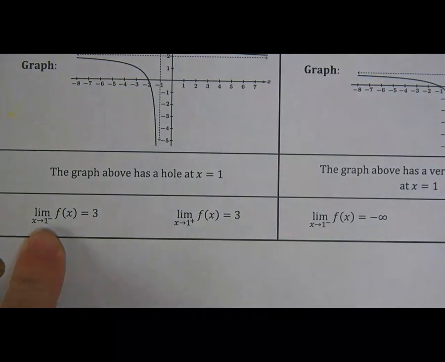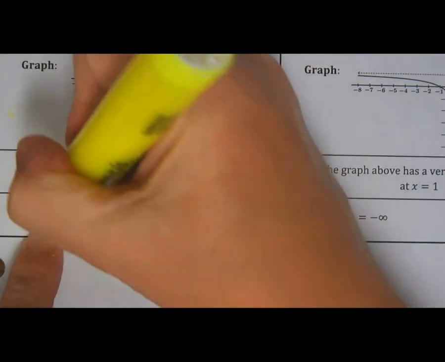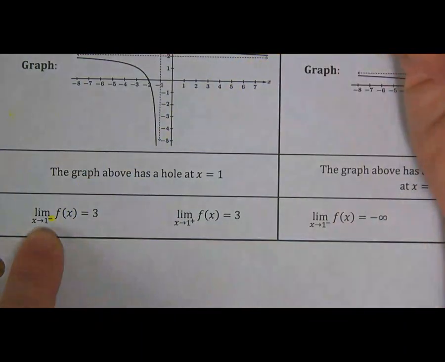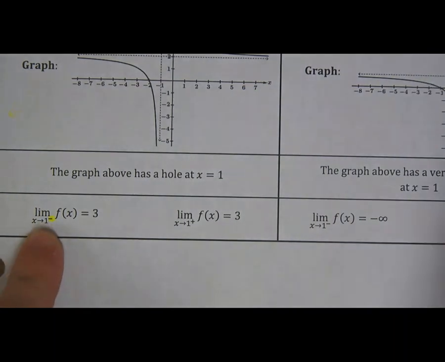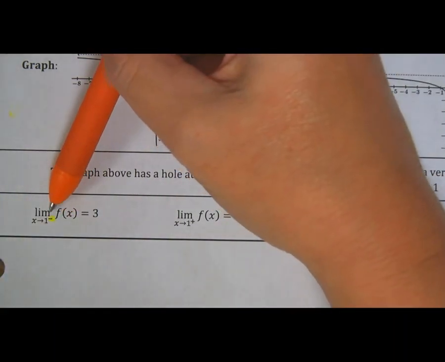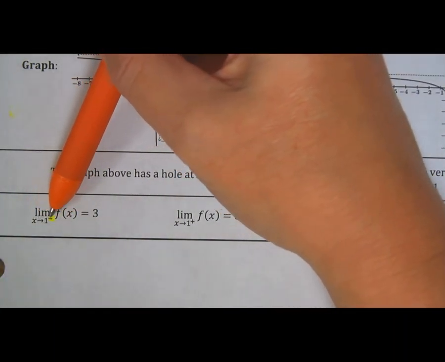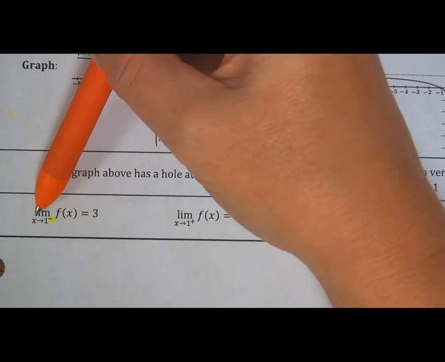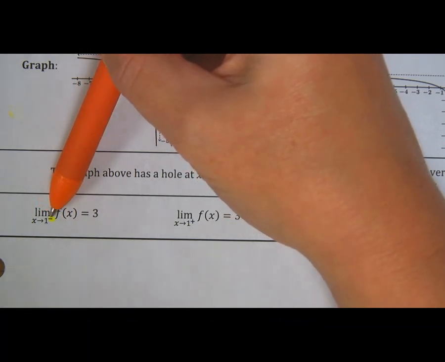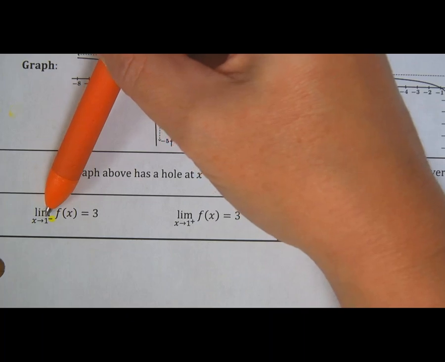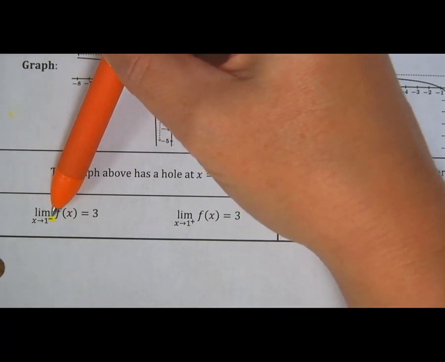This says the limit as x approaches 1 from the left. From the left. That's what that negative up there is. It doesn't say the limit as x approaches -1. Don't say the limit as x approaches 1 negative. It's the limit as x approaches 1 from the left side.